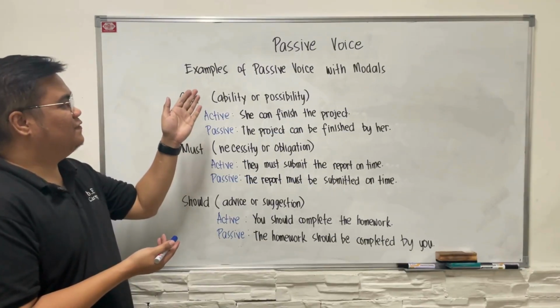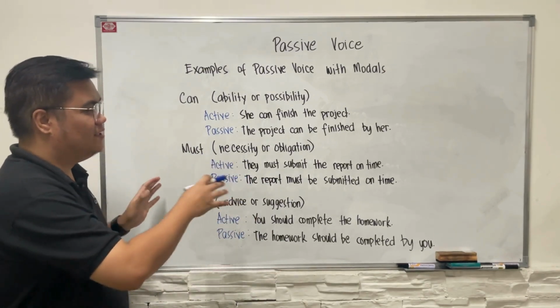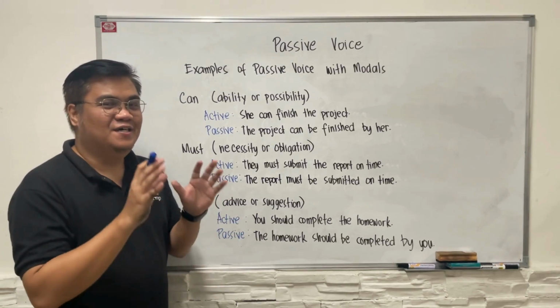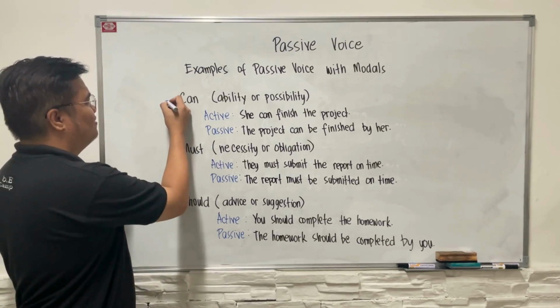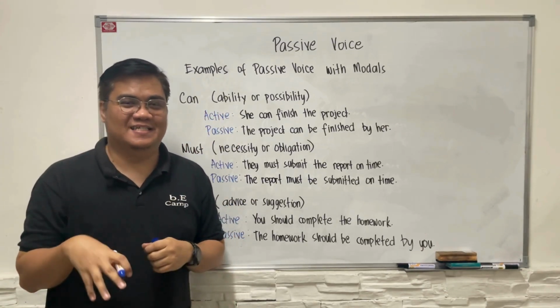So examples of passive voice with modals. So these are just some of the modal verbs. All right? So let's begin with can. So can is used for ability or possibility.